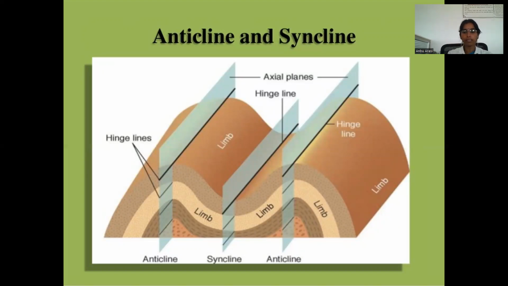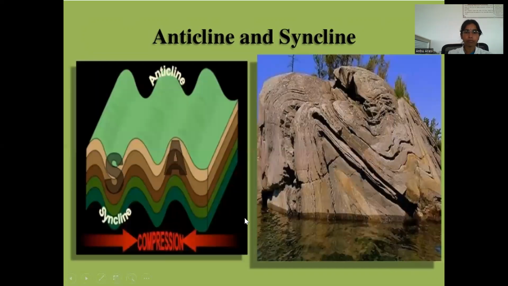See, this is the axial plane, this is the hinge plane, this is the limb. Upward is called an anticline and downward is known as a syncline. These are examples of anticline and syncline. These are the real examples.